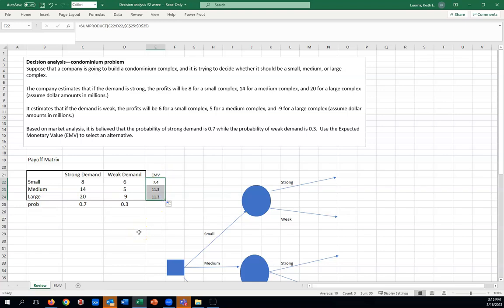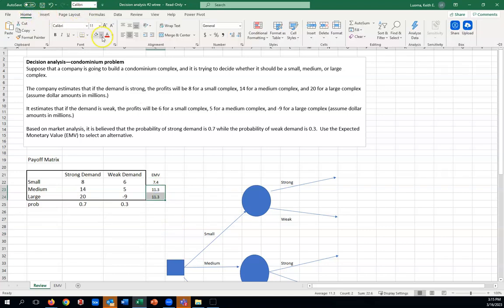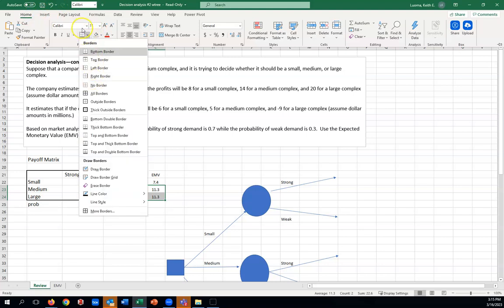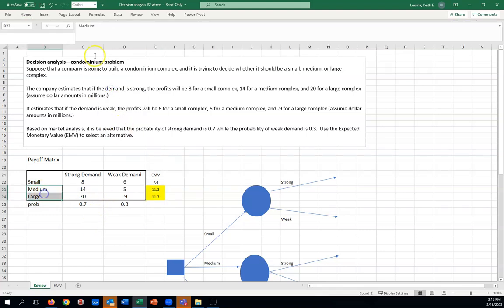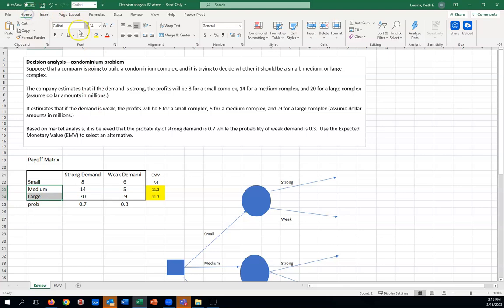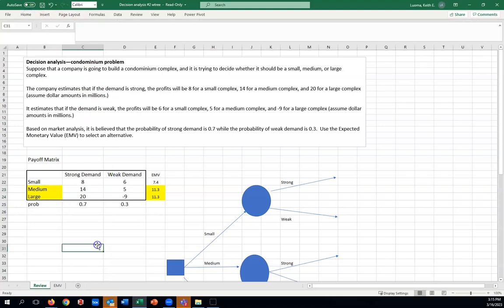And we want the highest possible expected monetary value. And so notice in this problem it would actually be a tie. Two of these alternatives would result in an EMV of 11.3. Let's just highlight those, and let's highlight what they correspond to, a medium or a large. Okay, so getting a tie may not be the most common thing, but that's what this problem resulted in.